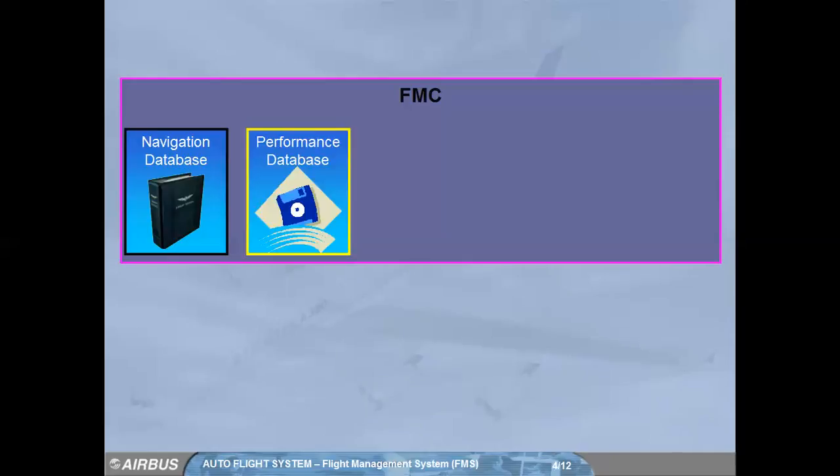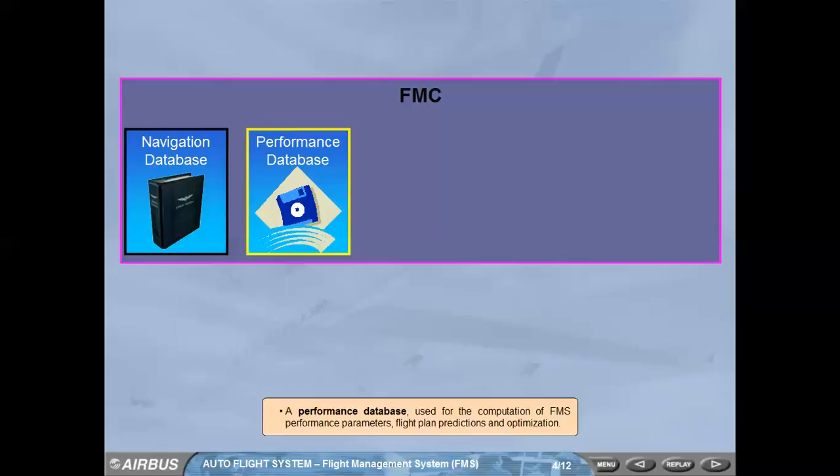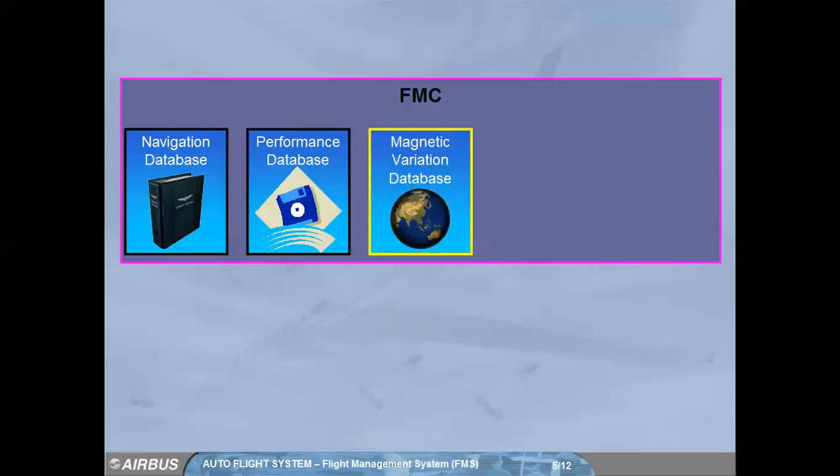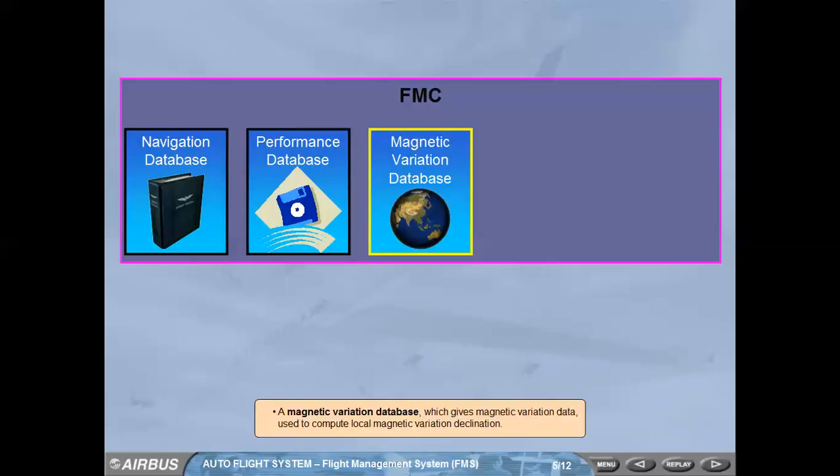Performance database, used for the computation of FMS performance parameters, flight plan predictions and optimization. Variation database, which gives magnetic variation data, used to compute local magnetic variation declination.